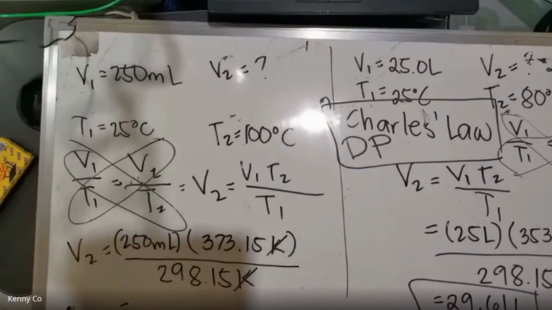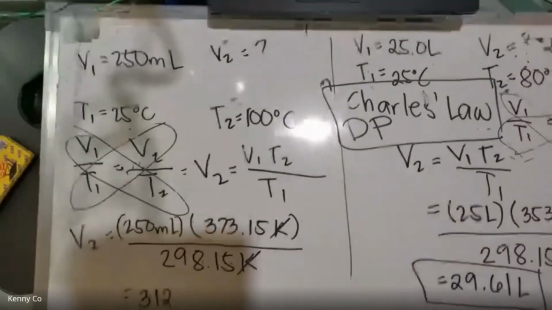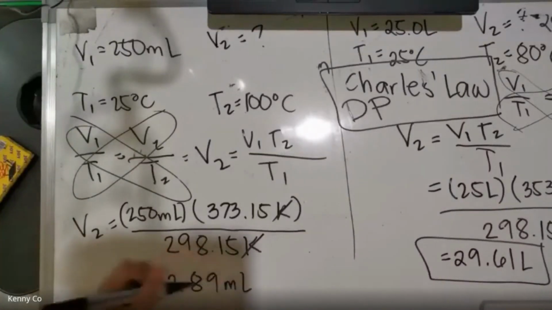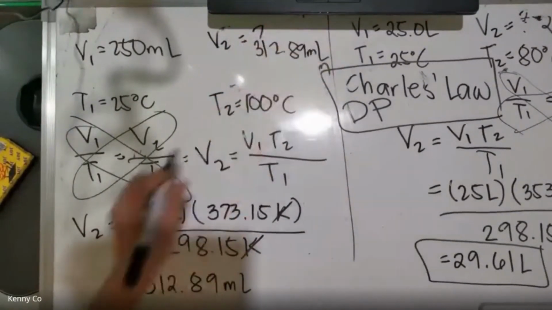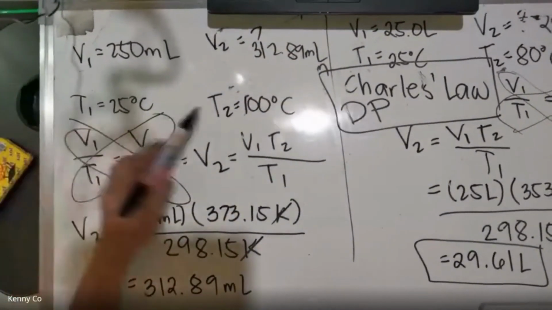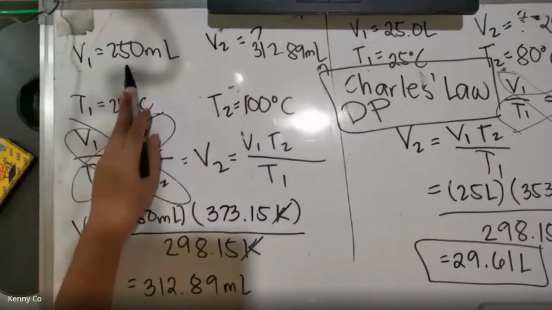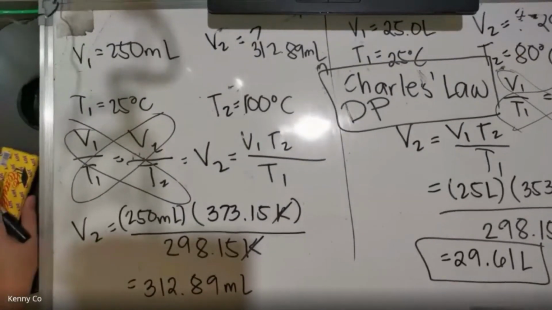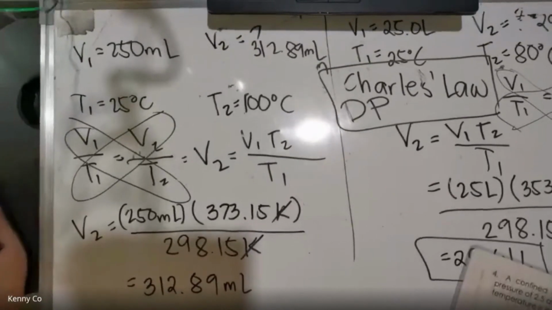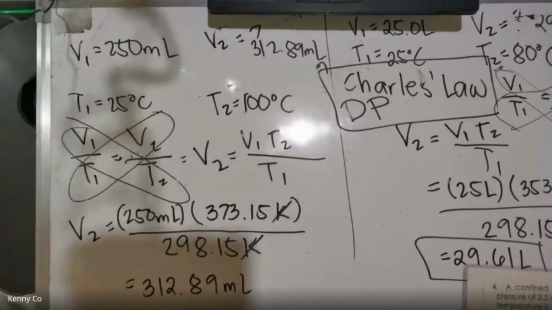Our answer is 312.89 milliliters. So tumaas ang temperature from 25 to 100, ang volume tumaas from 250 to 312.89 ml. So that is the third gas law. First is Boyle's law, second Gay-Lussac's, third Charles' law.